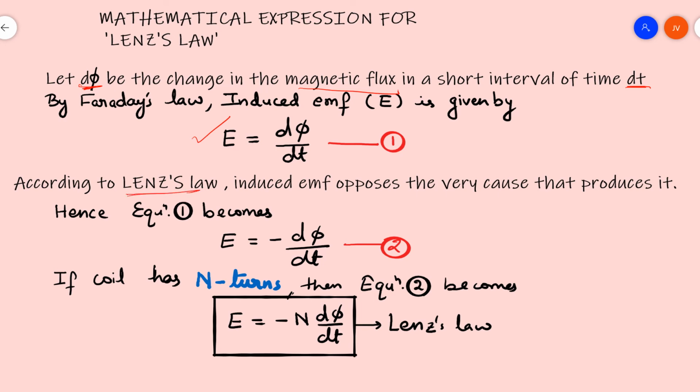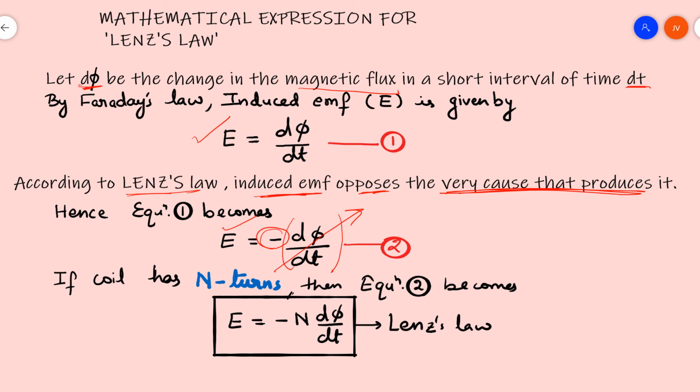But according to Lenz's law, induced EMF opposes the very cause that produces it. So induced EMF should be opposite. Opposite means a negative symbol. And who is producing it? The rate of change of magnetic flux d phi by dt is responsible for generation of induced EMF. So EMF is minus d phi by dt. This is the mathematical expression of Lenz's law.